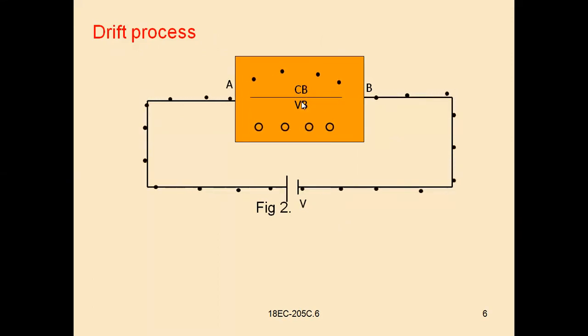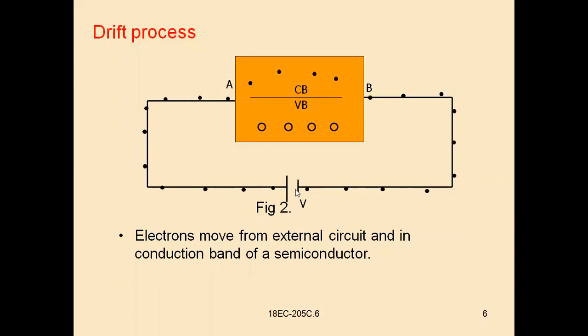There's a conduction band and valence band. In between, you are going to observe the Fermi level. What you're going to observe, this is a closed loop and this is a battery. Assume this yellow A to B box is considered as a conductor, across which some voltage is applied. So when voltage is applied, what happens? We are going to observe the flow of electrons. This flow of electrons is nothing but current. So the electrons are going to move from the external circuit and into the conduction band of a semiconductor.